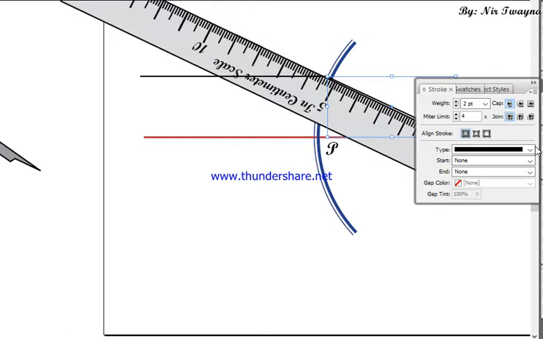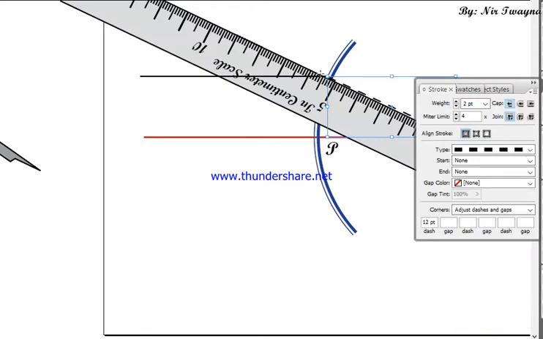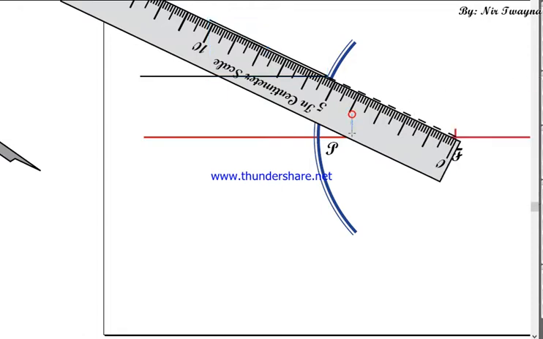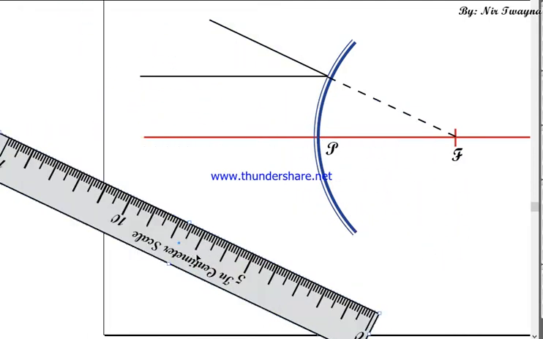it must be a dotted line, a dashed line. Okay, and then from point of incidence onward, I can make it straight. It must be a solid line. Understood? Let's put the scale aside. Do you get it or not?